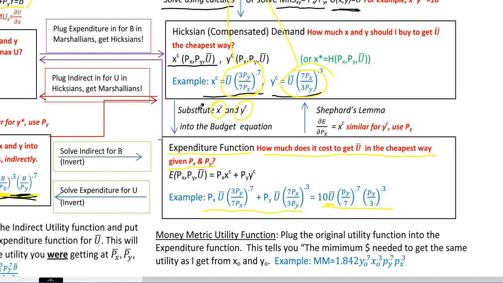Now what if we wanted to work backwards again? We've done it forwards. What if we wanted to work backwards? Well, if you have an expenditure function like this, and you want to go backwards to find those compensated demands, so arrow going this way, you can use what's called Shepard's Lemma.